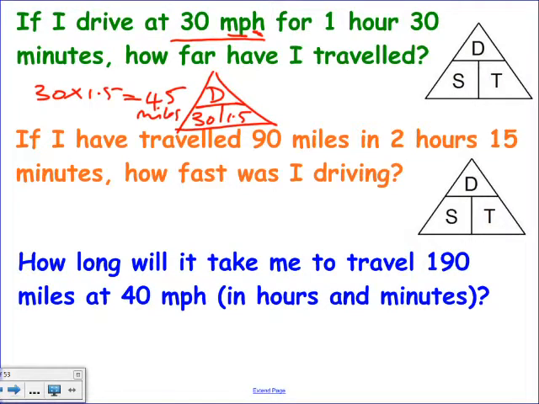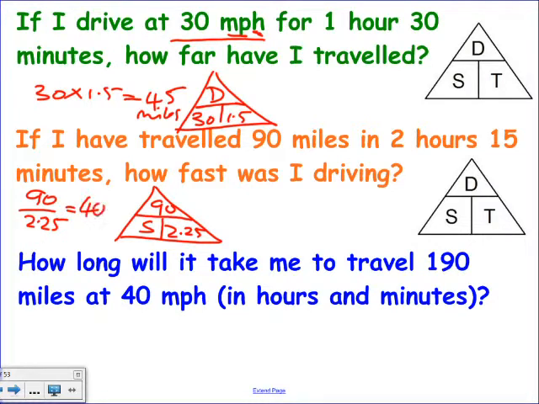The second one, speed, distance, time triangle every time. I travel 90 miles, so the 90 is my distance, in 2 hours 15 minutes. So 2 hours 15 is 2.25 of an hour. So my speed is 90 divided by 2.25, which gives me 40 miles per hour as my speed.